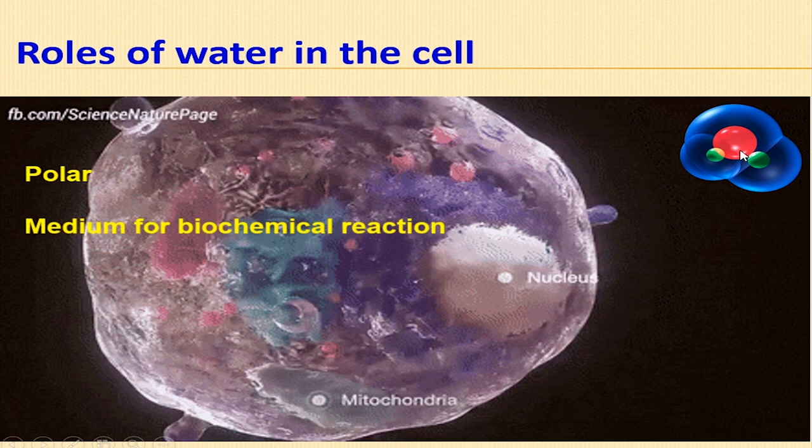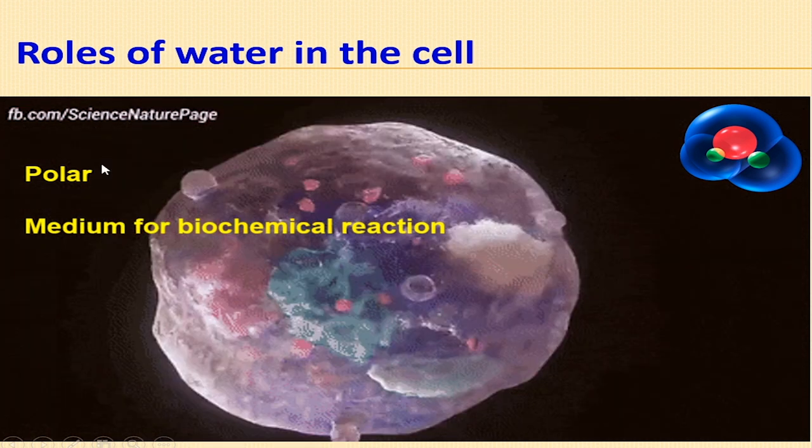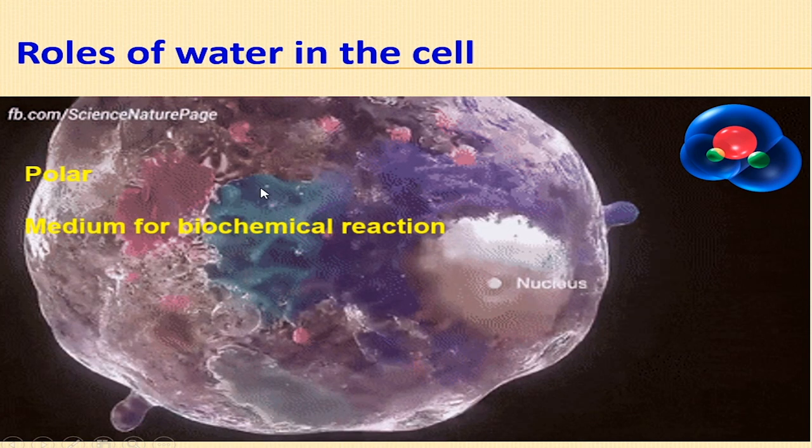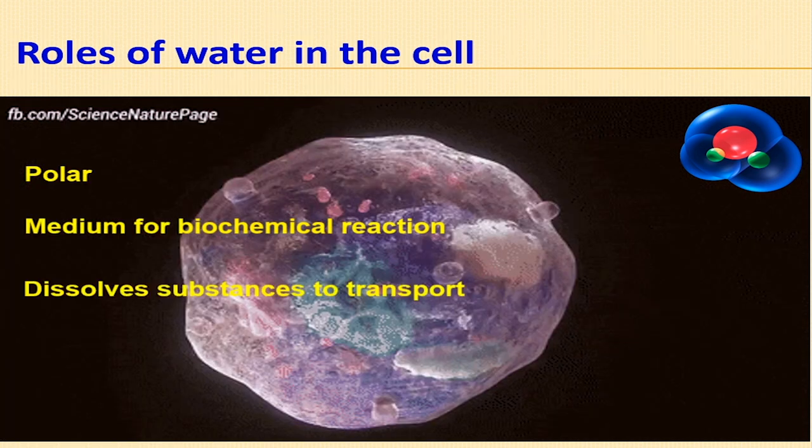So water is basically a polar molecule, that's why it can react and it can combine with a number of different compounds or molecules. Medium for biochemical reactions, all the chemical reactions taking place in the cytoplasm depend upon the concentration of water in the cytoplasm. And then water can dissolve a number of substances, and those substances can be transported within the cells or out of the cells.